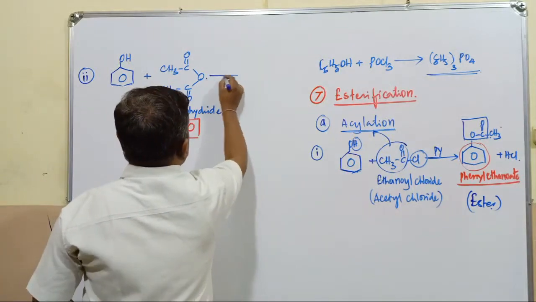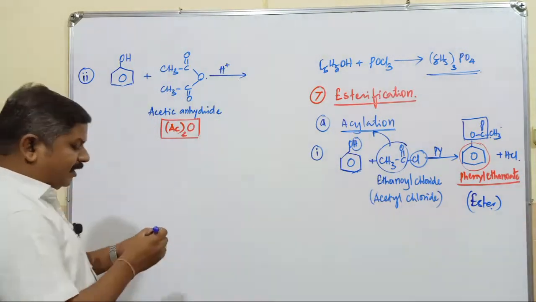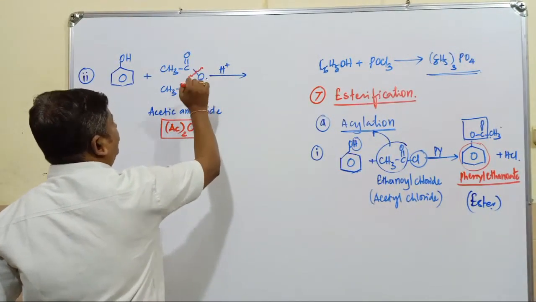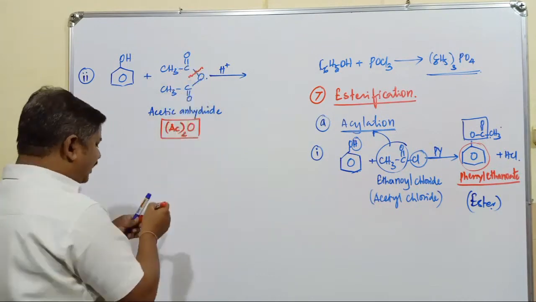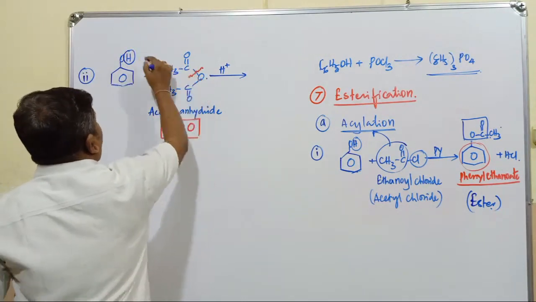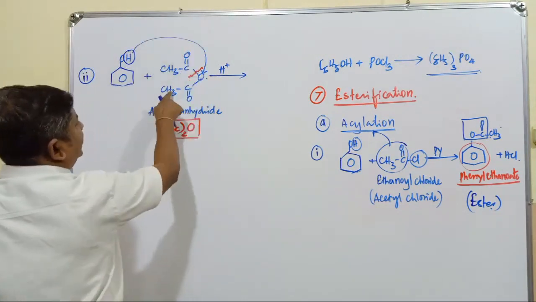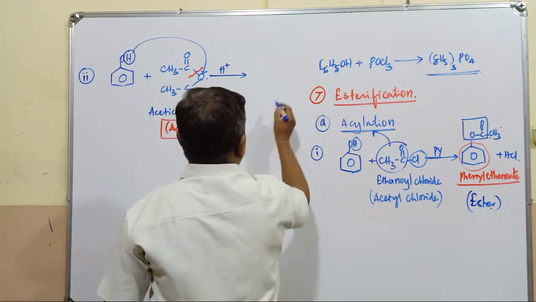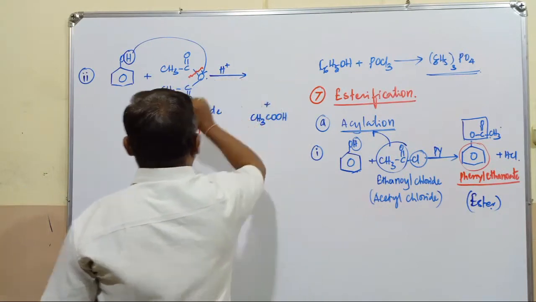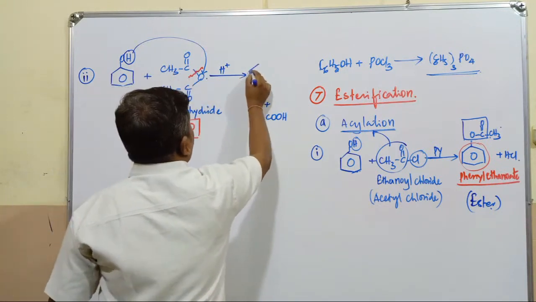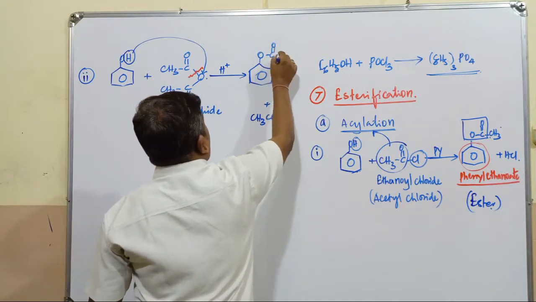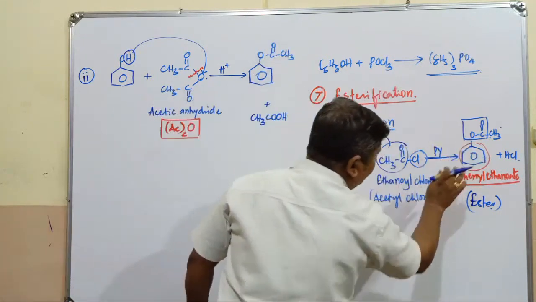When this compound is treated in presence of an acid, cleavage of either this C-O bond or this C-O bond takes place. So naturally, when this bond is cleaved, this H plus attacks on this one. CH3COOH will be there. That is the byproduct obtained in this reaction. The main product is formed when this group attacks on the oxygen of phenol. So the compound is OCOCH3. This compound and this compound both are the same.